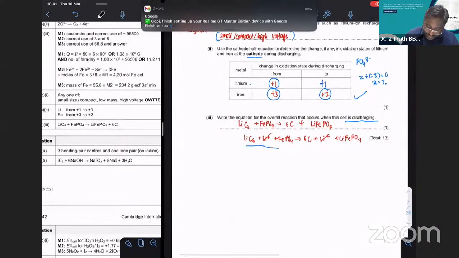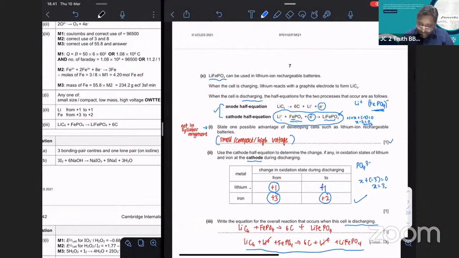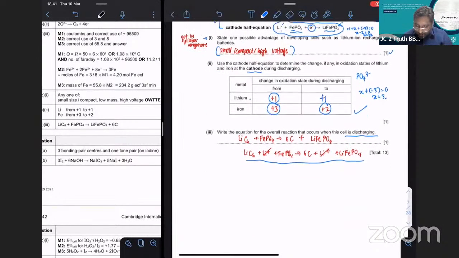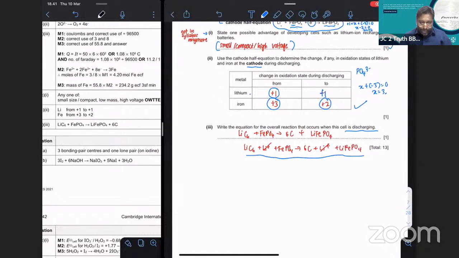There is going to be Li. So I can see Li plus is there on the left and the right. What I do, I don't leave it like that. I need to actually cancel this. This one and this one can be cancelled. So in the end, I'll just rewrite again and I write it as this. Not only electron is going to be cancelled, we are also going to cancel the same ions.